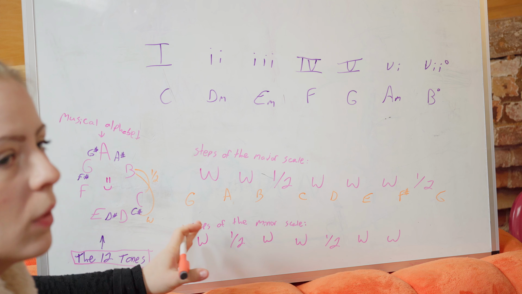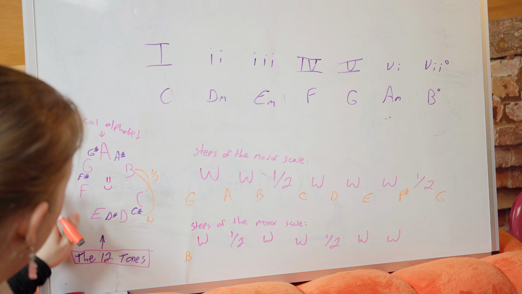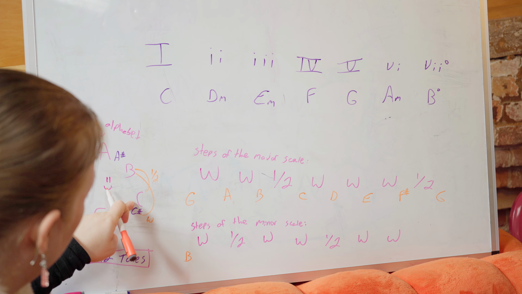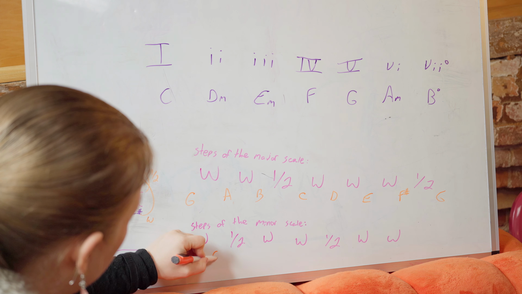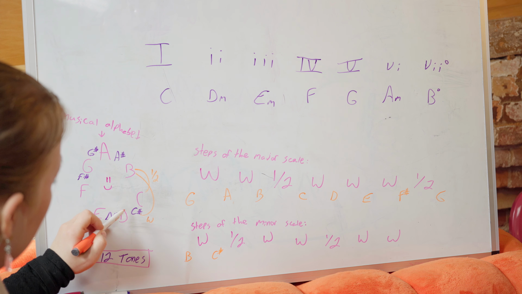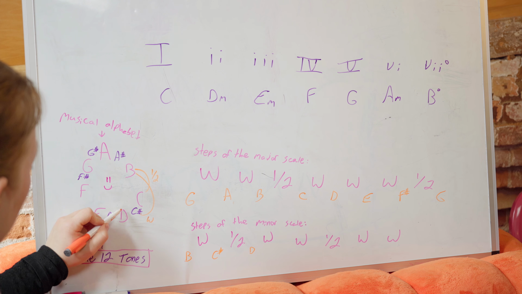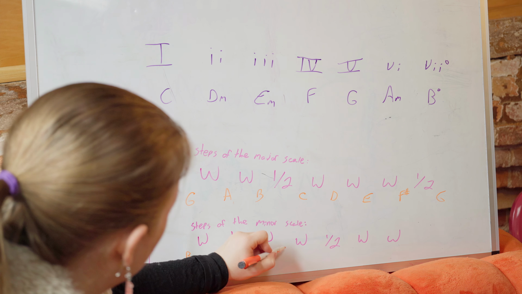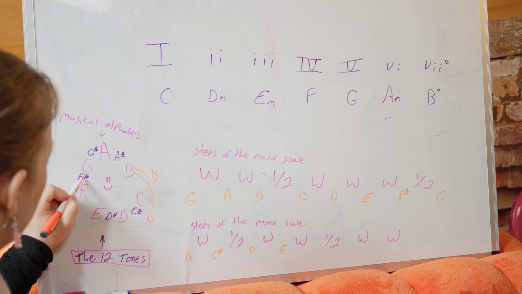For example, what if we're trying to make the B minor scale? We're starting with B. We'll go one whole step to C sharp. Then we'll move one half step from C sharp to D. Another whole step, E. Another whole step to F sharp.